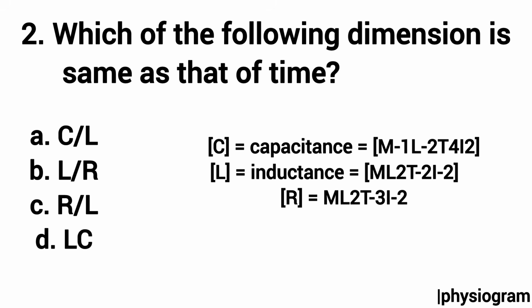Now for each option, C by L, if we put the value in it, so we'll get here M^-2L^-4T^6I^4, which is not equals to time. Next, L by R is equal to the time dimension. Next is R by L. After calculating, we'll get here T to the power minus 1, that is inverse of time, and LC will get here T square. So the correct answer will be option number B, that is L by R.